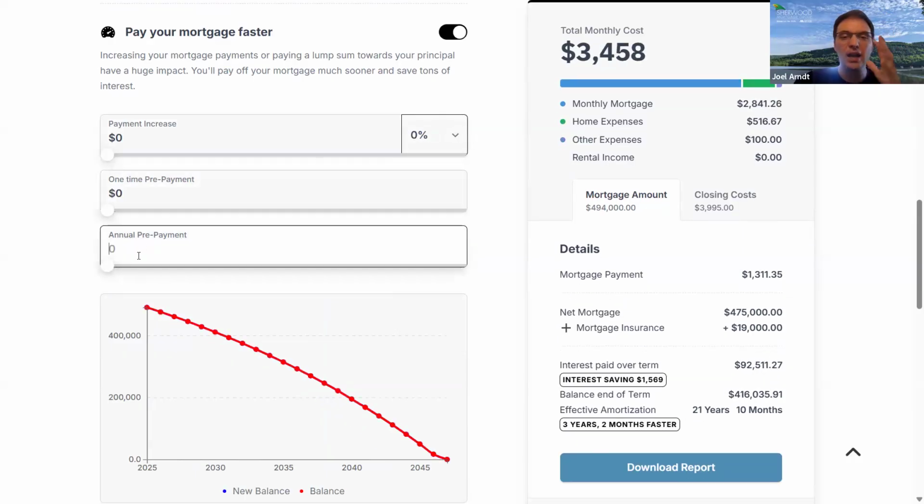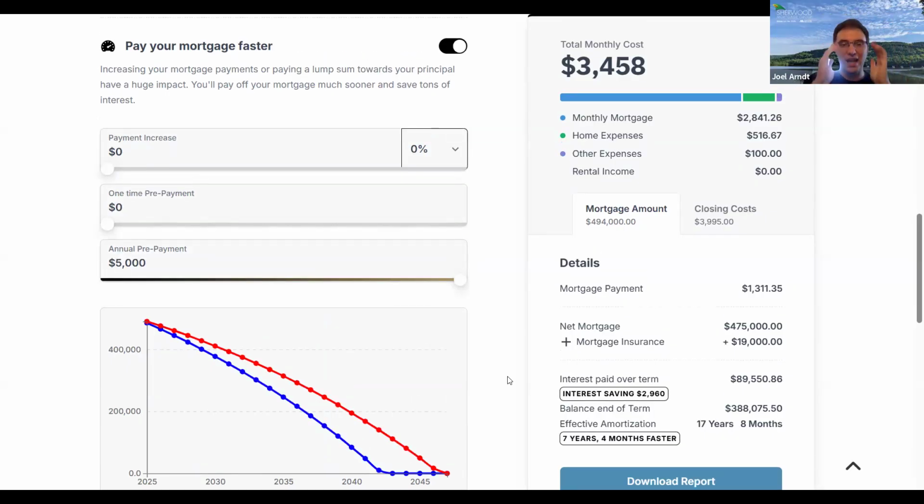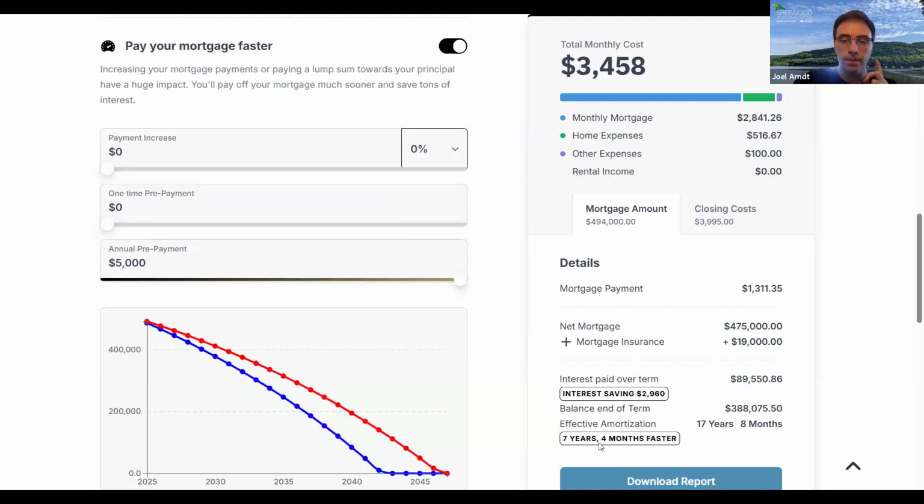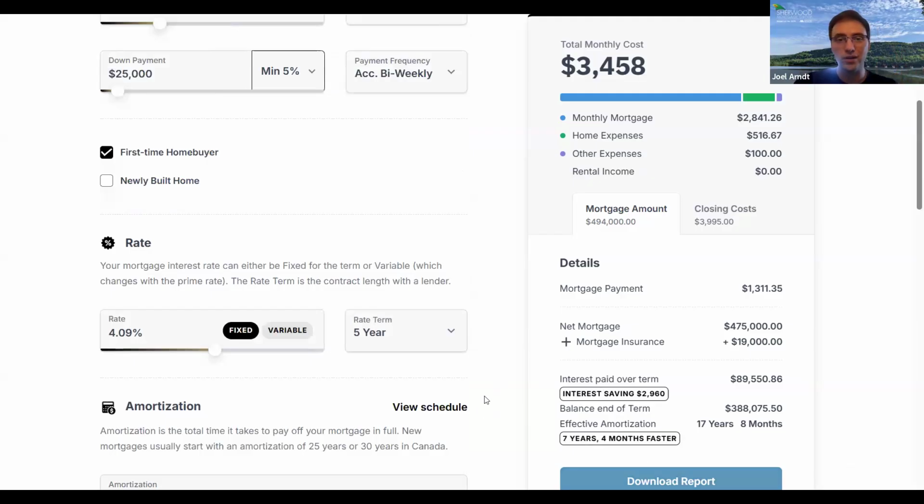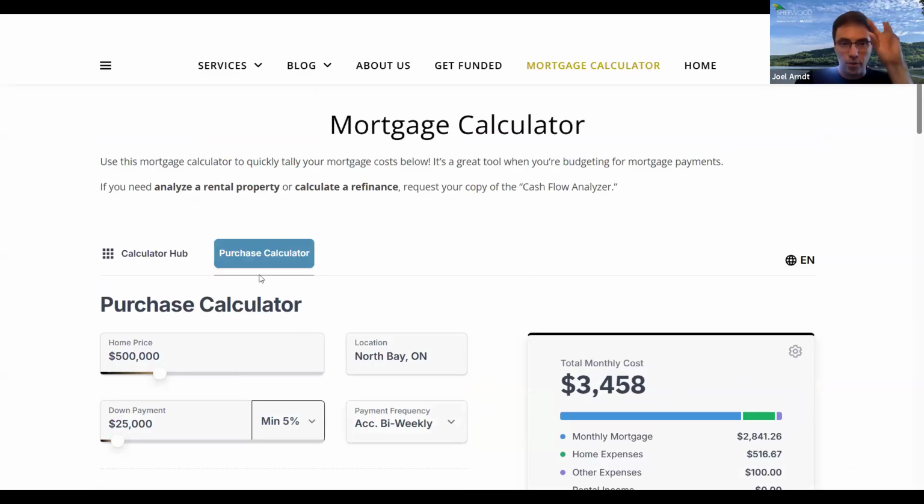Let's say you're able to put in $5,000 annually, and these prepayments come directly off your principal. If you were to pay off $5,000 annually on what we chose, a 25-year amortization, you would pay off your mortgage 7 years and 4 months faster. So this tool is really good to show you how much these prepayments can affect you. There's a lot here. You can also download the report, get this all in a PDF. That's the purchase calculator.